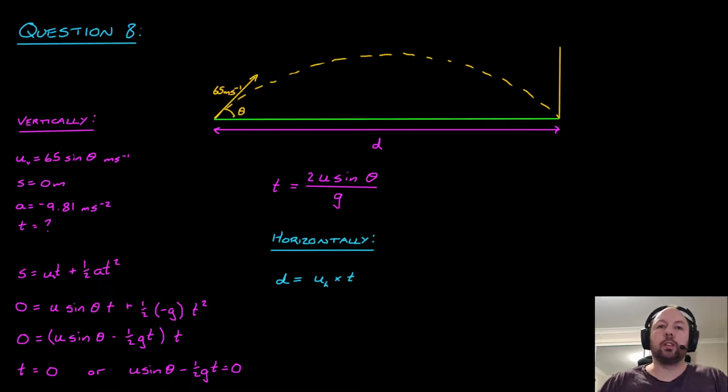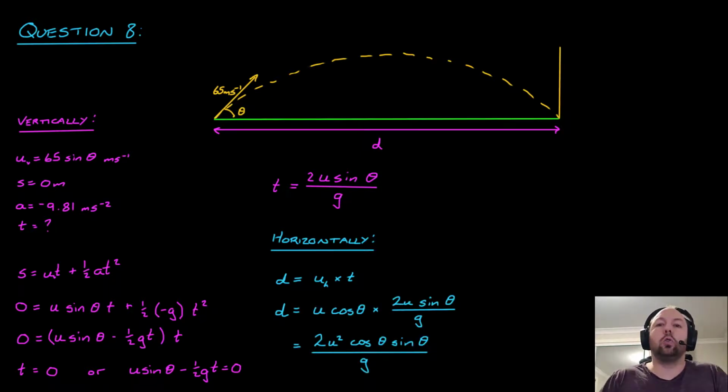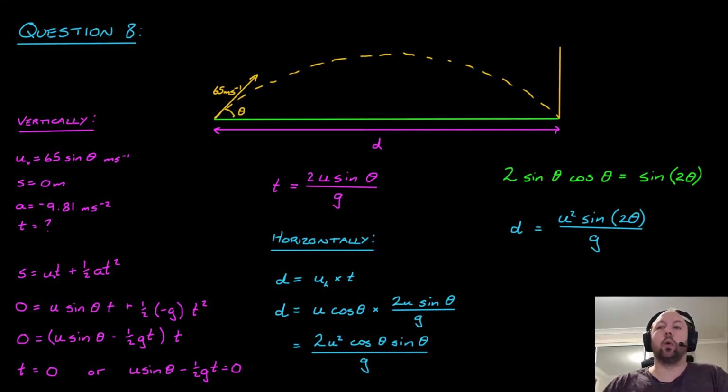Looking at the motion horizontally, we know that the distance that it travels, the range of the projectile, is its horizontal velocity times the time of flight. This gives us u cos theta, the horizontal velocity, times the time that we've already found, 2 times u times sine theta, all divided by g. Bringing this all together, we get 2u squared cos theta sine theta on g. But there's one last bit of simplification that we can do using a certain trigonometric identity. That identity says that 2 times sine theta times cos theta is equal to the function sine 2 theta. Using this and substituting it into the formula we already got, we get the range formula for projectile motion.